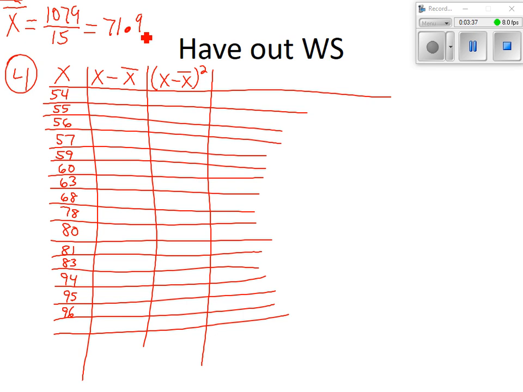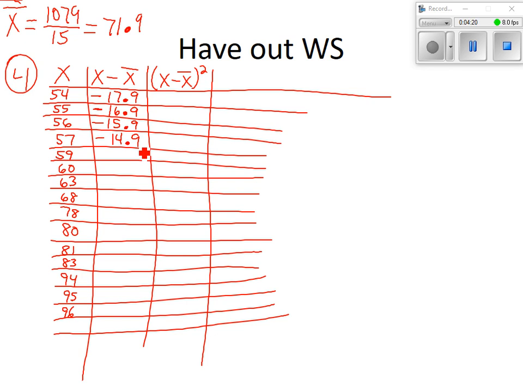Now we're going to take each of our X's, each of our actual pieces of data, and subtract off the X bar, the mean. So help me out with 71.9. What's 54 minus 71.9? Negative 17.9. Next one's negative 16.9. And that probably means the next one's going to be negative 15.9, right? Yeah. And negative 14.9. If I mess something up, somebody please tell me before we get too far.